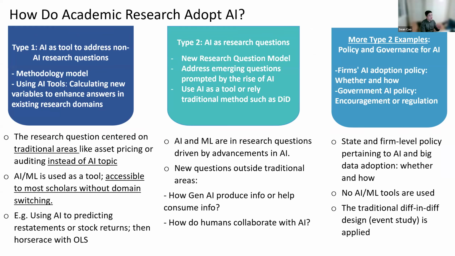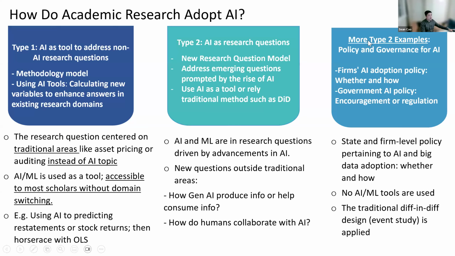we have. So this is my simple classification of the AI research we have in the literature right now. I was a chair for the Review of Financial Studies to co-host the Fintech conference. We received hundreds of submissions. By reading all these submissions, I see that the papers can be classified into three categories.